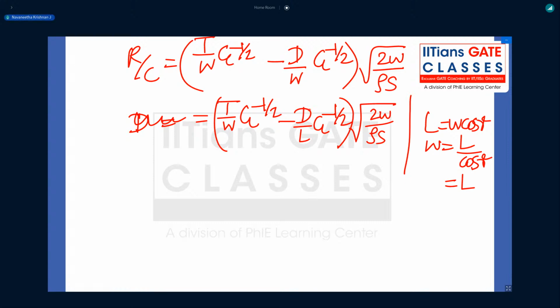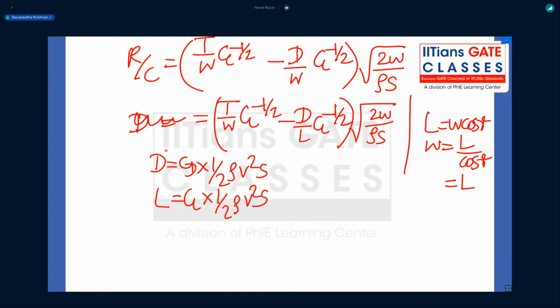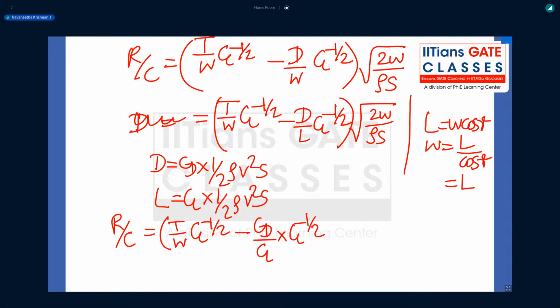Drag is nothing but CD into half rho V square S. Lift is nothing but CL into half rho V square S. So if I divide drag by lift, it is nothing but CD by CL. So I am rearranging this equation. It is nothing but rate of climb is thrust by weight CL power minus 1 by 2 minus CD by CL into CL power minus 1 by 2 into root of 2W by rho S.